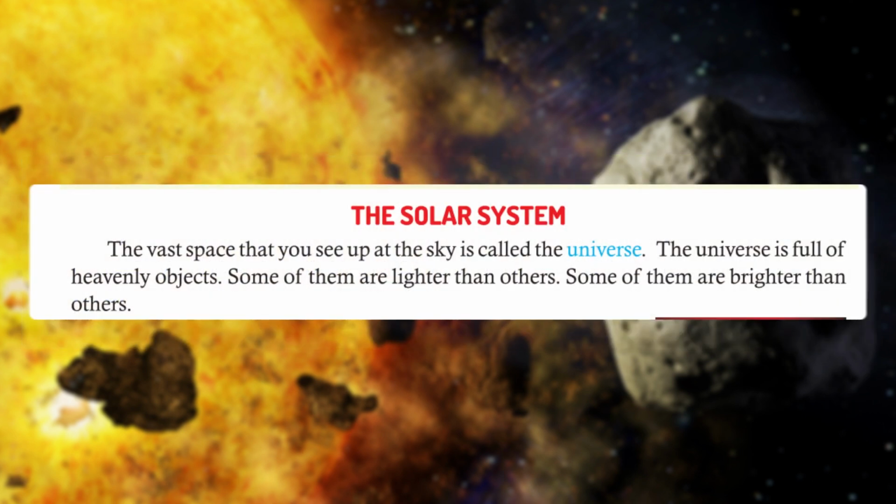The solar system. The vast space that you see up in the sky is called the universe. The universe is full of heavenly objects. Some of them are lighter than others. Some of them are brighter than others.